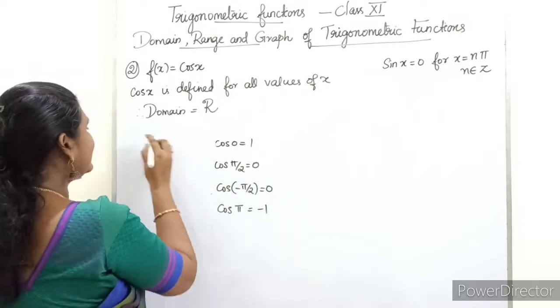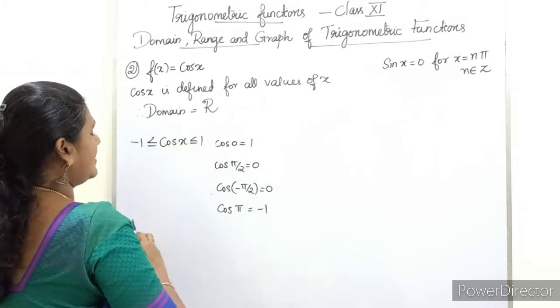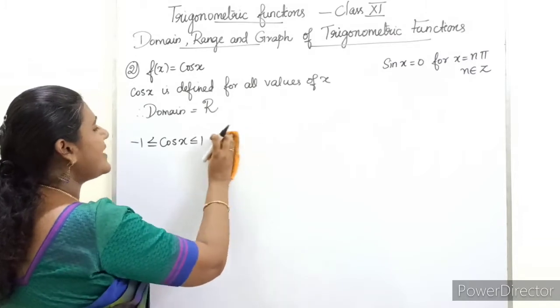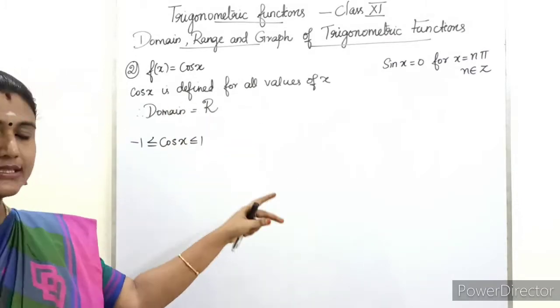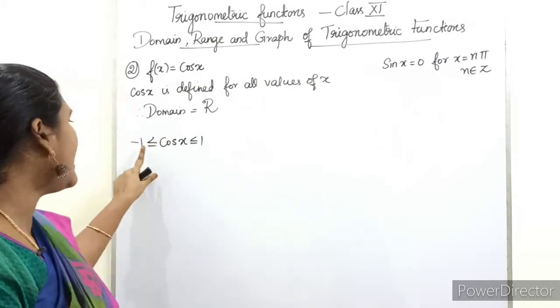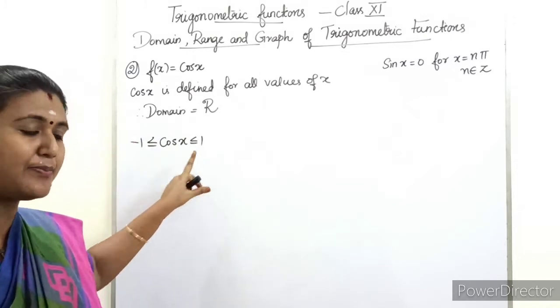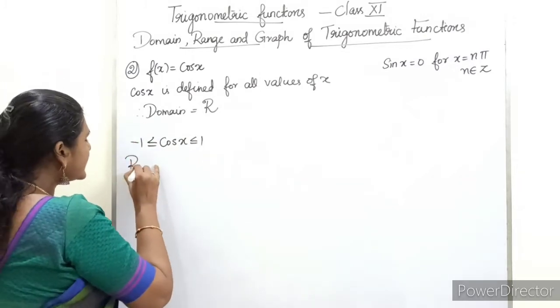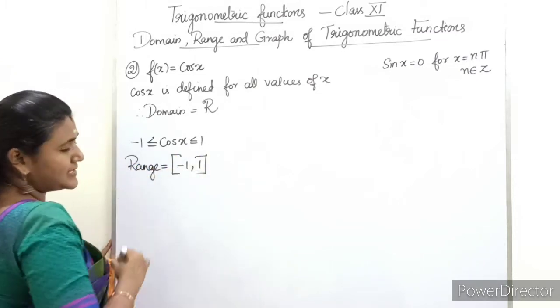Cos x always lies between the same values, similar to the sine function. Cos x always lies between minus 1 and plus 1. Even in the same diagram, the unit circle, if you consider and check, you will see this. The cos x value lies between minus 1 and plus 1. Therefore, the range is the closed interval minus 1 to plus 1.